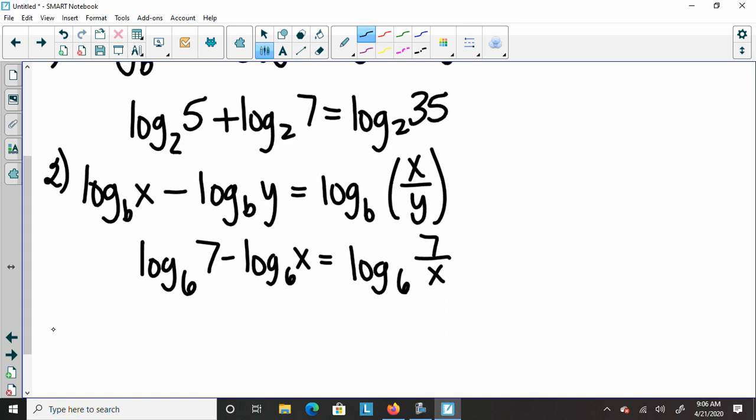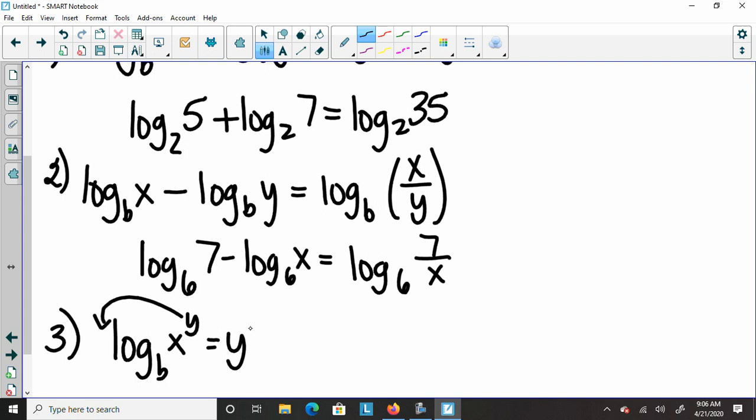Our third property is my most favorite property. This is the power property. So this says that if you have log base b of x to the y, so you have an exponent here, so you have what you're taking the log of, and then that's raised to a power. This power just can get shoved down into the front. It's kind of neat. So it can just jump into the front. So that's the same as y times log base b of x.